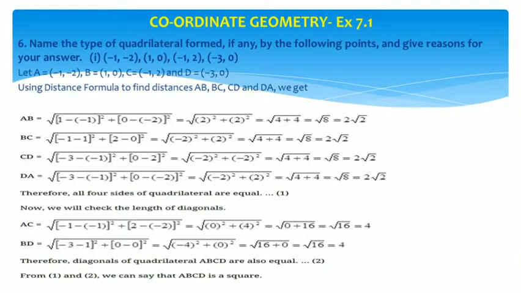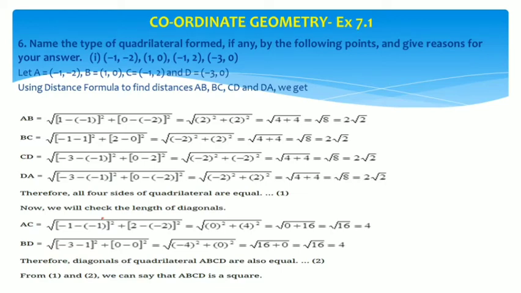Now question number 6 is: name the type of quadrilateral formed, if any, by the following points, and give reasons for your answer. Now there are four coordinates given which are to be assumed as the four vertices of a quadrilateral, and we have to tell the type of quadrilateral formed.